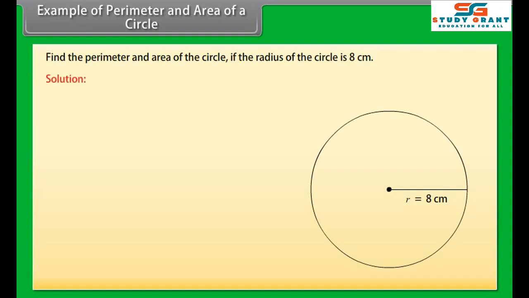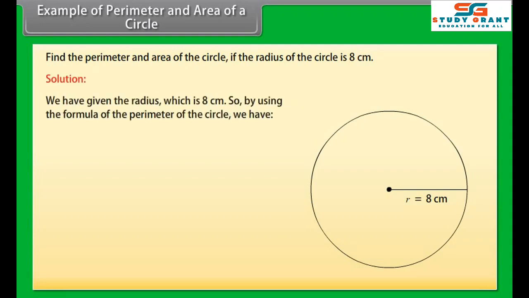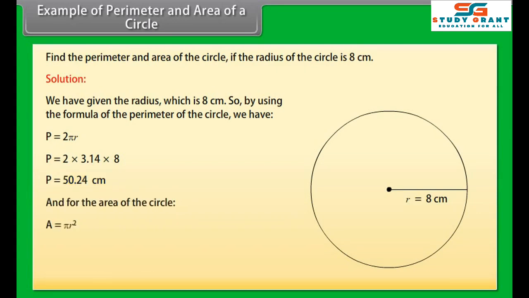Example 2. Find the perimeter and area of the circle if the radius of the circle is 8 centimeter. Solution. We have given the radius, which is 8 centimeter. So by using the formula of the perimeter of the circle, we have P is equal to 2 pi r. P equals 2 into 3.14 into 8. P equals 50.24 centimeter. And for the area of the circle, A is equal to pi r square. A equals 3.14 into 8 square. A equals 200.96 centimeters square.